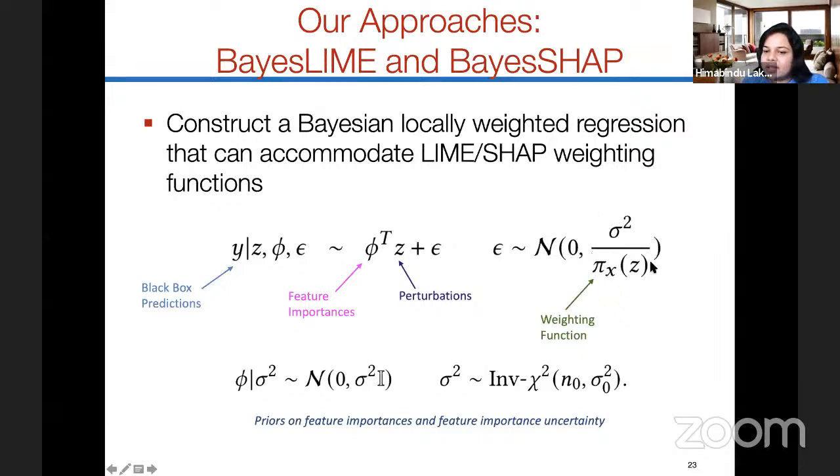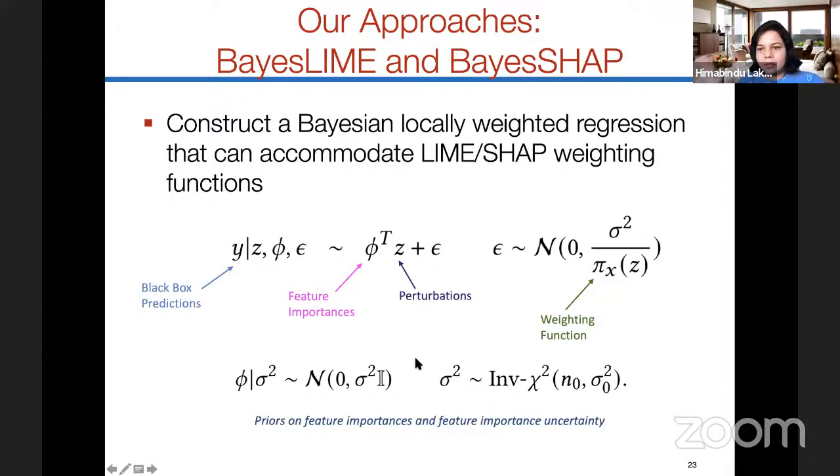The important thing to note here is this function pi x of z, which is basically the similarity weighting function that we saw in the case of LIME, which encourages points that are closer to the instance x that we care about to have higher weights than points that are farther away from that instance, right? So in some sense, again, this is reflecting the notion that your error can be bigger if your point is much farther away, because it may not even be in the local neighborhood. So we don't need to capture that using our local linear model, right? And then we have these functions as priors on the feature importance as well as this particular numerator of this error function. Okay, so that's how we model this.